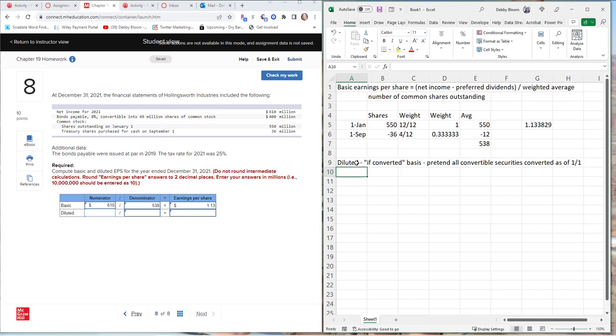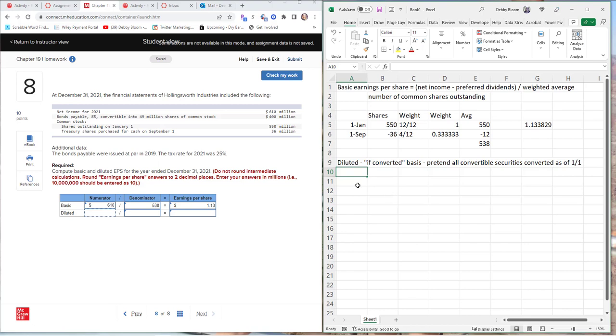So what's going to happen is, in this case, we're going to have numerator effects and denominator effects. So let's take a look first at the numerator effects. If this was convertible preferred, what would happen is, if we convert the preferred, we wouldn't have preferred dividends. So for the fully diluted, we would just assume that the preferred dividends were 0 if they were convertible preferred, and we use the if converted basis.